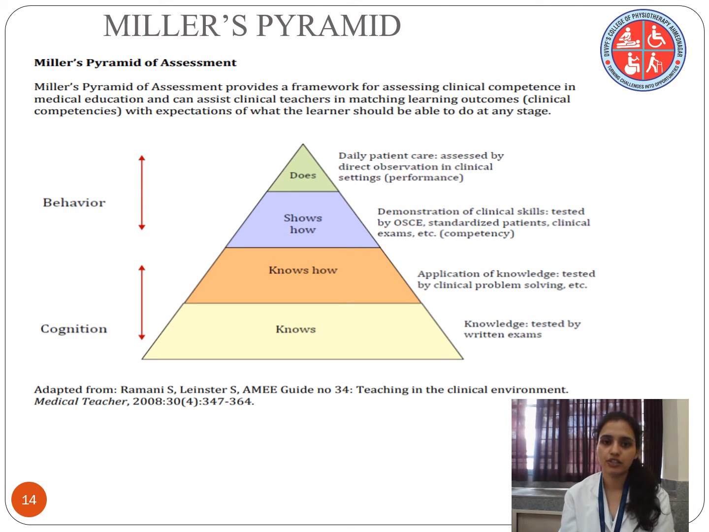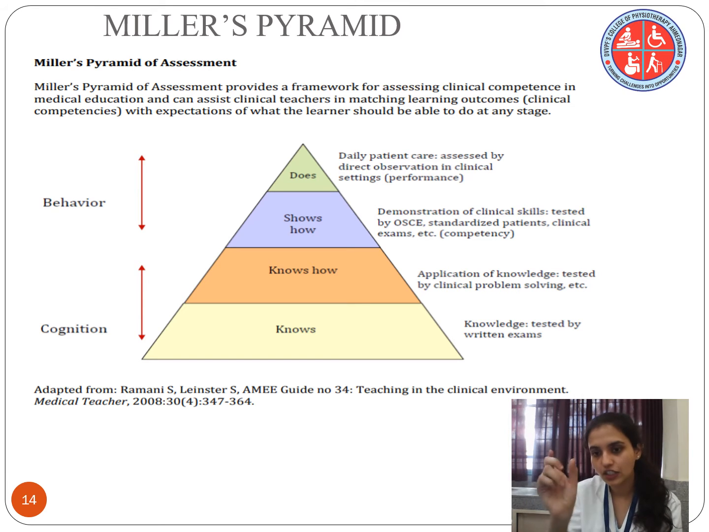Then we will see the Miller's pyramid. So what is the Miller's pyramid? It is an assessment framework for assessing clinical competence in medical education, and it can help the clinical teacher in matching the learning outcomes. It is mainly based on four levels: knows, knows how, shows how and does. Knows is the knowledge which we have taken from different sources or from our teachers. So knowledge is tested by written exams in the students.